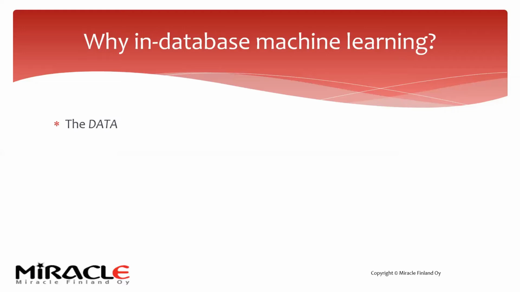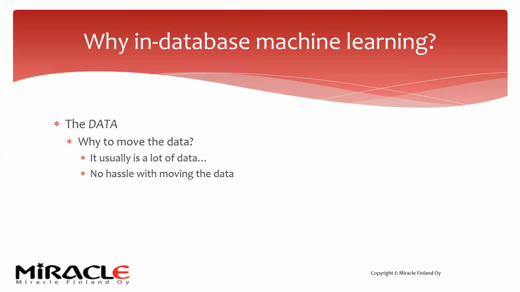So why in-database machine learning? Because of the data. I already said data is the key in machine learning. Why would you move the data? Usually it is a lot of data that you are handling when you are talking about machine learning, and usually in your company systems you have a lot of data. And you don't have any hassle moving the data because you simply keep the data where it is. And on security, you don't have to worry because in the database it is secured. But if you start moving the data outside the database, is it still secured? There are a lot of things about moving the data outside the database that are not good. So keeping the data inside the database is a very good thing.